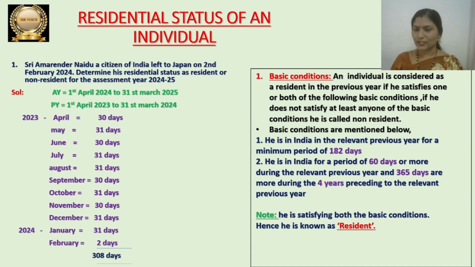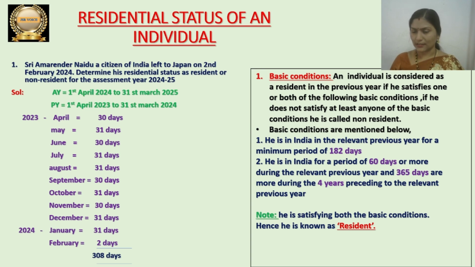So what is the second condition here? He is in India for a period of 60 days or more during the relevant previous year. In the relevant previous year, he stayed for 308 days. If he is staying for 60 days, then the second one also he is satisfying. He has to stay in India during the previous year for how many days? 60 days. And one more condition is there in the second one. He was in India for 308 days during the previous year, so the 60 days he is satisfying.